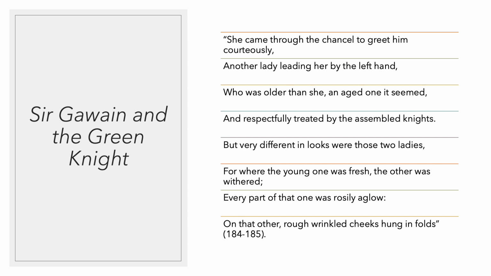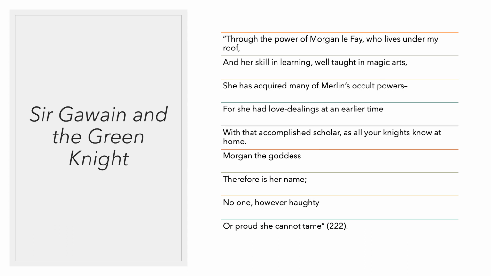The first part of the text reads as follows. She came through the chancel to greet him courteously, another lady leading her by the left hand, who was older than she, an aged one it seemed, and respectfully treated by the assembled knights, but very different in looks were those two ladies, for where the young one was fresh, the other was withered. Every part of that one was rosily aglow, on that other, rough wrinkled cheeks hung in folds. Through the power of Morgan le Fay, who lives under my roof, and her skill in learning, well taught in magic arts, she has acquired many of Merlin's occult powers, for she had love dealings at an earlier time with that accomplished scholar, as all your knights know at home.